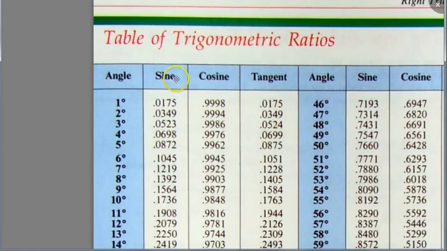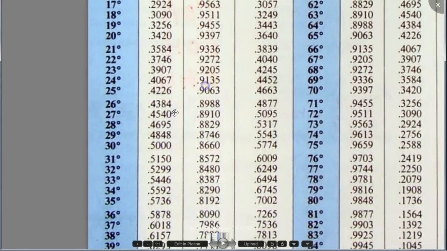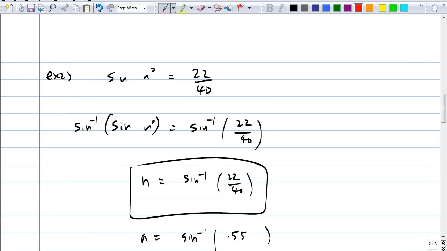Look, right? The first one is the sine. Don't look at the tangent column. Be careful. All right, so look. So it'll be 33. Would you agree? Yeah, because 0.5446 is closer to 0.55 than 0.559, right? Okay, so there you go. And so, yeah, there it is.